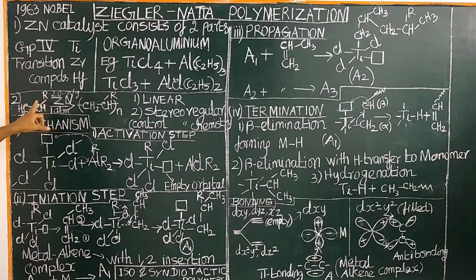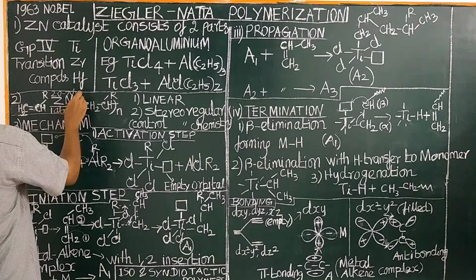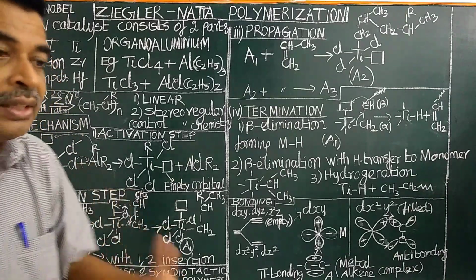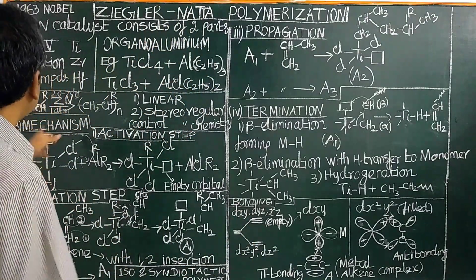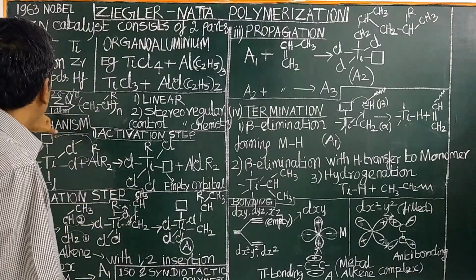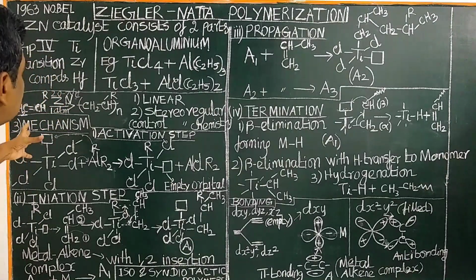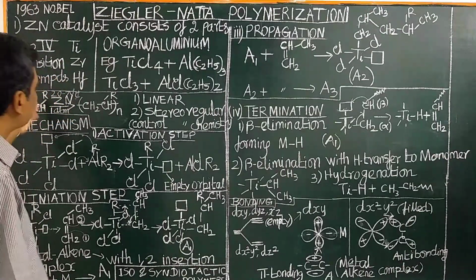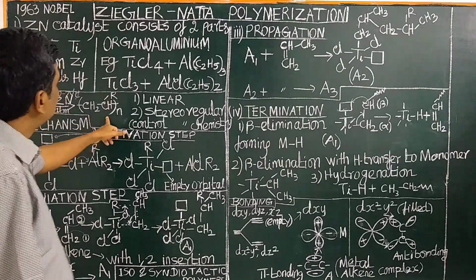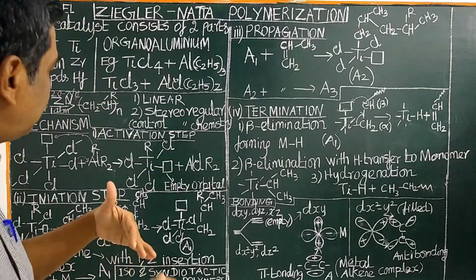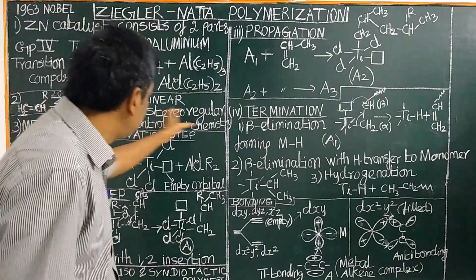So let us see an example. For example, propene, a substituted olefin, in the presence of Ziegler-Natta catalyst under 1 atmospheric pressure and 20 to 70 degrees Celsius. In free radical polymerization reactions, you need high pressure and high temperature, whereas here you need only very low pressure, normal atmospheric pressure, because it is a supported heterogeneous catalyst, and just room temperature, to give polypropylene.